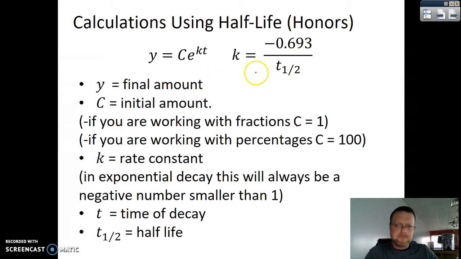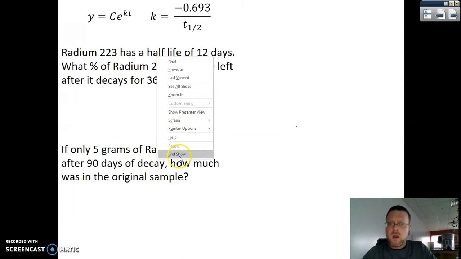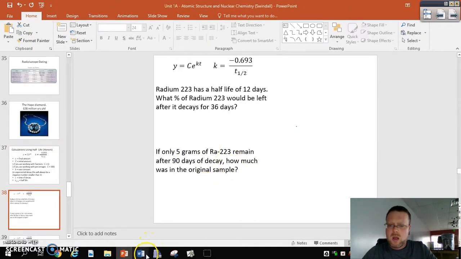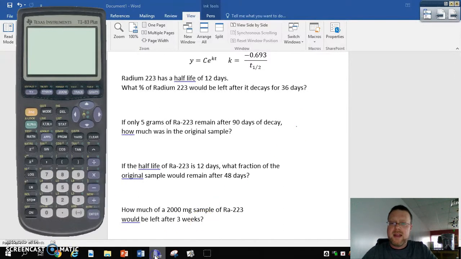All right, so let's do a few examples to see how we're doing here. And we'll switch over to this thing with my examples on it. There's a few example problems, and we'll pull up my handy-dandy calculator to use right over here. In the first example, it says radium-223 has a half-life of 12 days. What percentage of radium-223 will be left after it decays for 36 days?